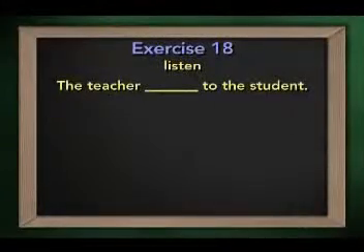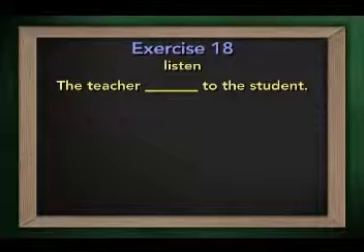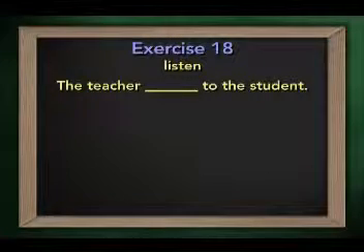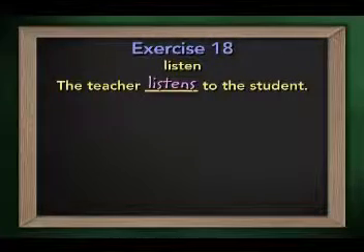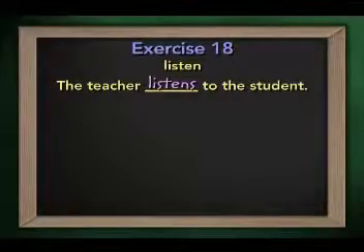All right, let's try an exercise. In this exercise, you must complete the sentence by writing the correct form of the verb. Pretty easy. You'll see a verb, listen, and the sentence, the teacher blank to the student. You put the correct form of the verb in the blank, listens, and you have the teacher listens to the student. Very easy stuff, right? So, put your program on pause, look at the study guide, and complete the exercise. Then come back here and we'll review it.